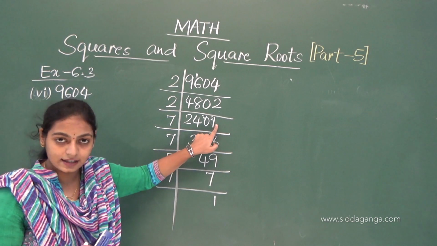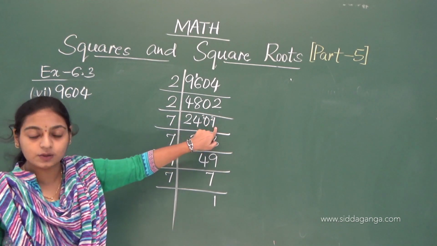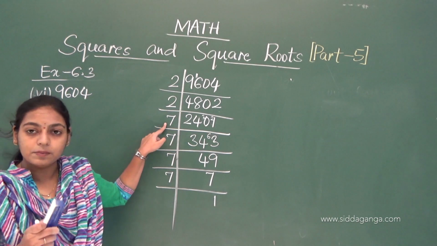So here 1 is in the units place. We cannot divide this by 2 or 3. So we have taken the number 7.